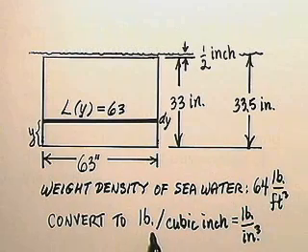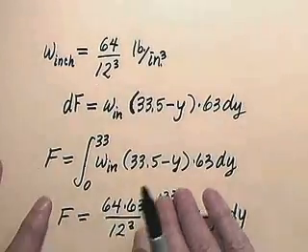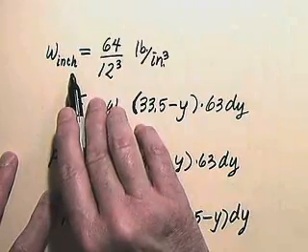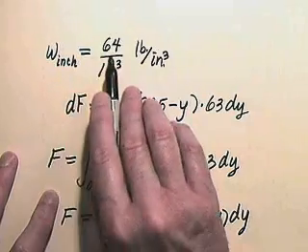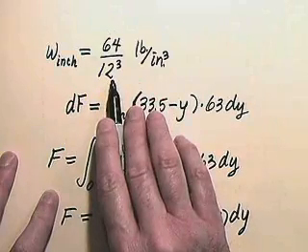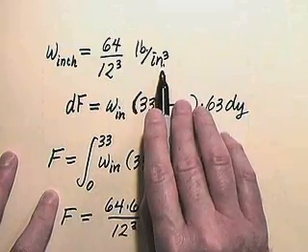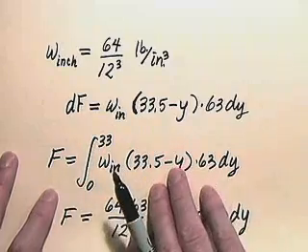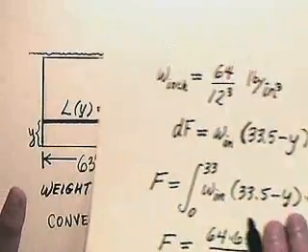Let's just convert our density from pounds per cubic foot to pounds per cubic inch. Well, to do that, we just divide the 64 by the 12 cubed. So I'll write W sub inch for the weight density of seawater in pounds per cubic inch. So that's 64 divided by 12 cubed pounds per cubic inch. And so now let's compute the force. Well, let's look at our picture again just briefly.